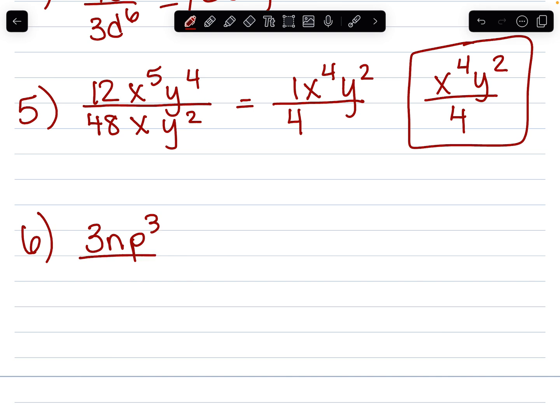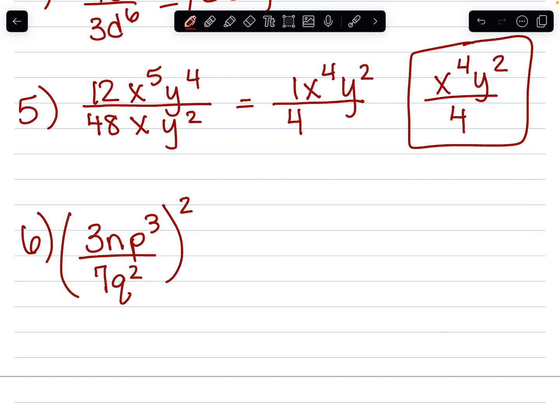3n p to the 3rd over 7q squared. And the whole thing is going to be squared again. Okay? Now, we talked about this yesterday. We just didn't have a fraction, right? So what am I going to do first with the number 3? You go to the second power, right?